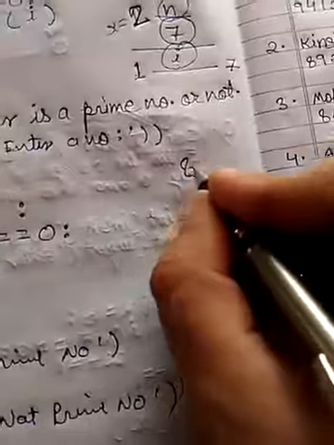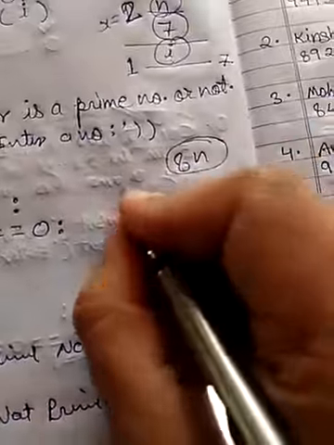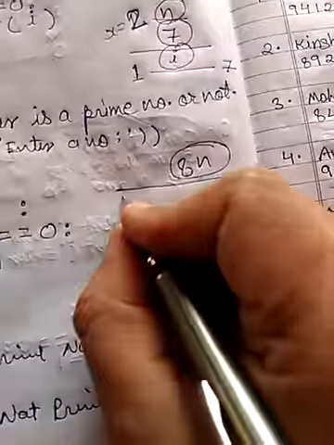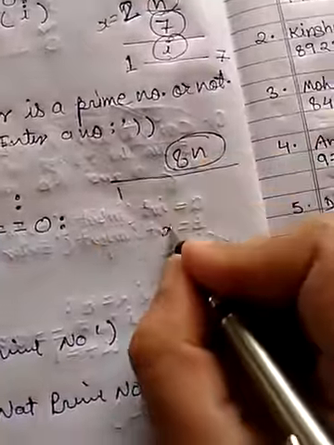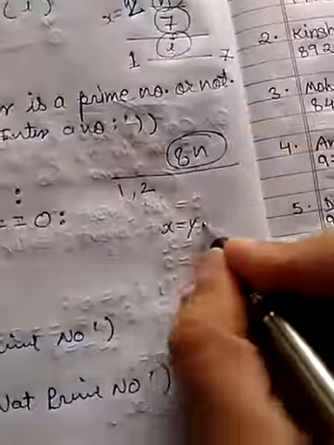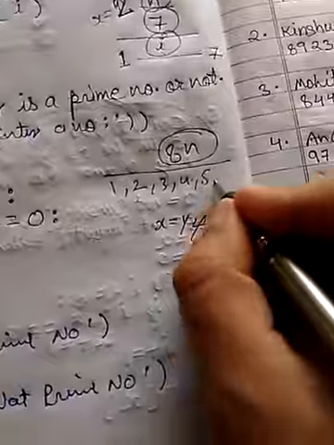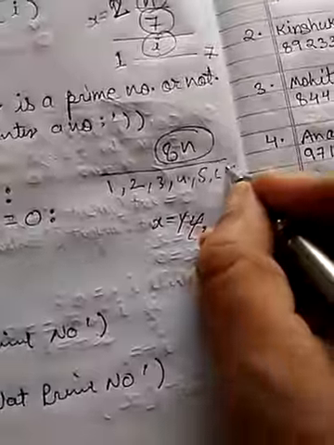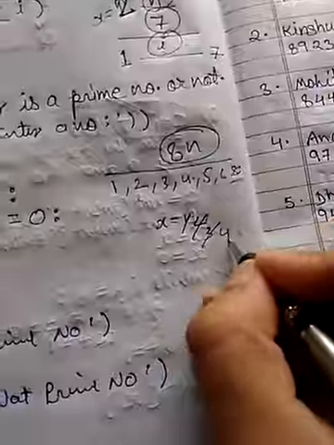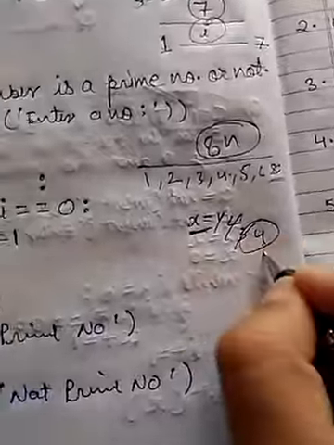Let us take another example. 8 is n. Now again I am dividing it by 1. Yes, it is divisible, so the value of x will become 1. Again 2, it will become 2. 3, no. 4, yes, it will become 3. 5, no. 6, no. 7, no. 8, yes, it will become 4. So the value of count will become 4.